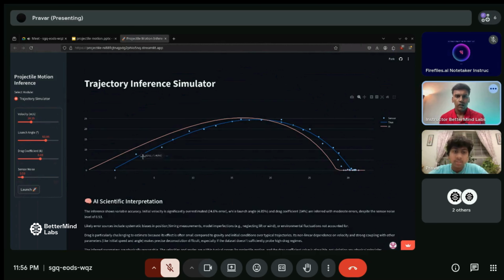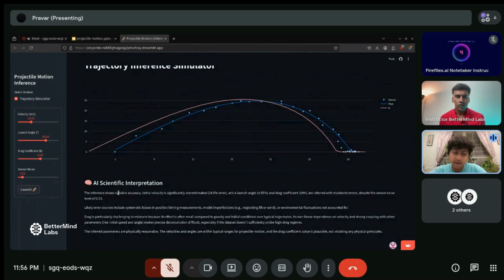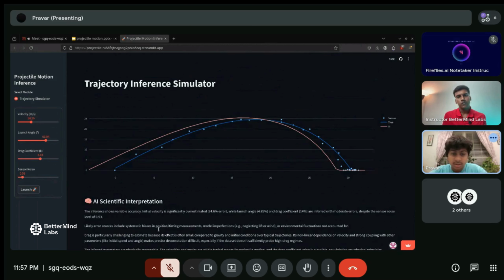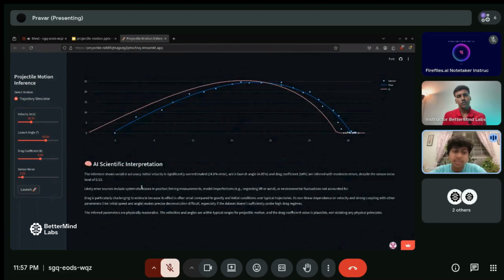All right. So our AI model also predicted it again, and it showed varying accuracy. The initial velocity was overestimated, but the launch angle and drag coefficient only had moderate errors. It also includes biases in the model, imperfections that are not accounted for, and things that are challenging to estimate and things like that.